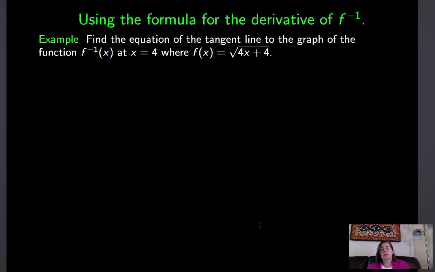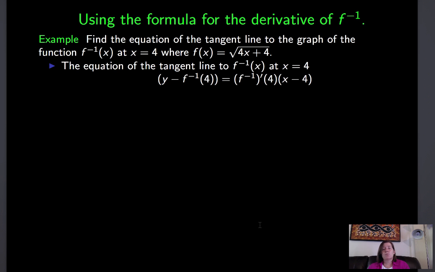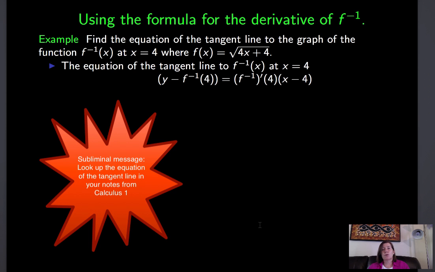Here's another twist on that question. Suppose I'm looking for the equation of the tangent line to the graph of f inverse of x at x equals 4, and I'm given the formula for f of x. It's the square root of 4x plus 4. In order to do this, I first must write down the equation of the tangent line to the function f inverse of x at x equals 4.